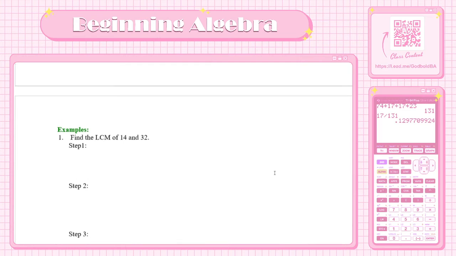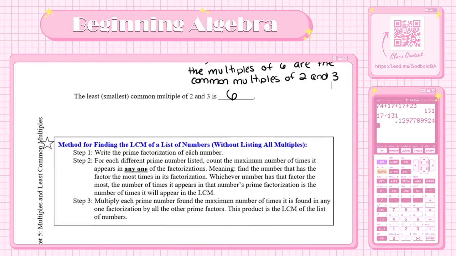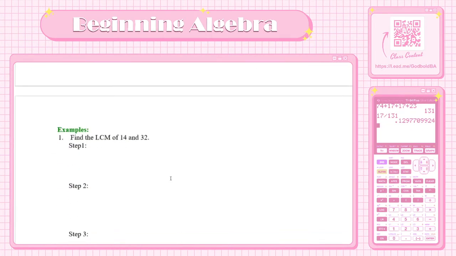So let's look at 14 and 32. Let's say I want to find the least common multiple of that. So step 1 is to write the prime factorization of each number. So I can do that. Okay, so 14 is 2 times 7. All right, and 32 is 2 times 16. Well, 16 is 2 times 8, and 8 is 2 times 4, and 4 is 2 times 2. 32 is one of those ones that's just a whole bunch of 2's, and it's 5 2's.